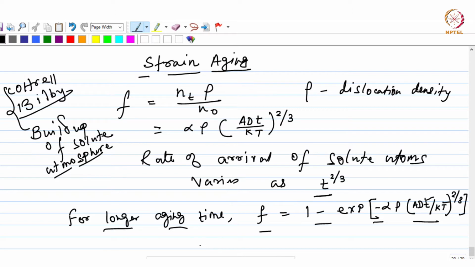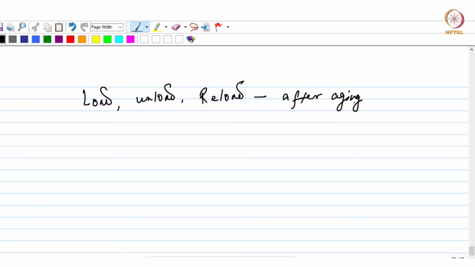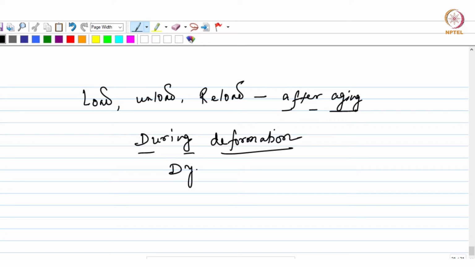Here we have seen that strain aging occurs when you load a material up to a certain strain, then unload, and again reload after a certain period of aging. That is when the yield point reappears at a higher stress. But this can also happen during the deformation itself, that means even without reloading. In that case, it is called dynamic strain aging, DSA in short.